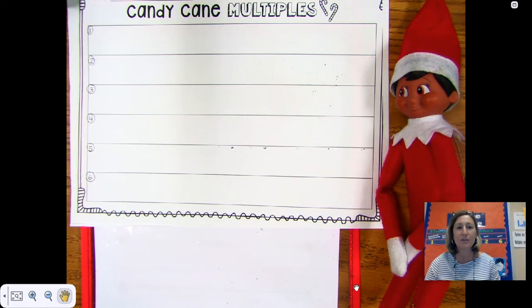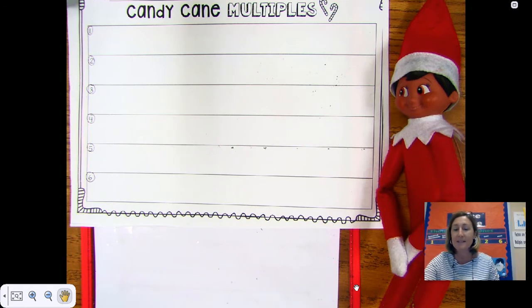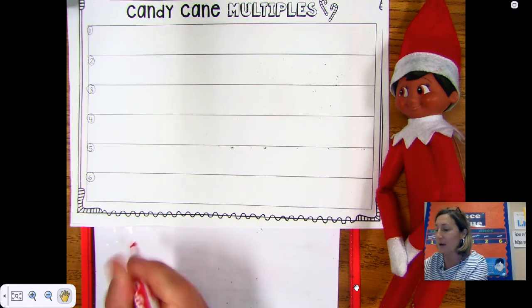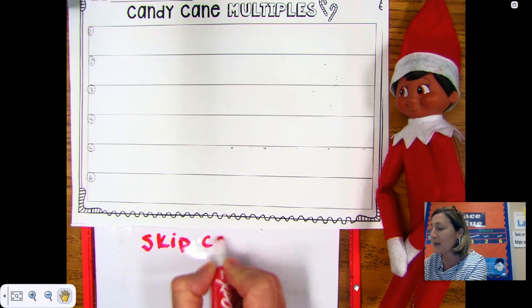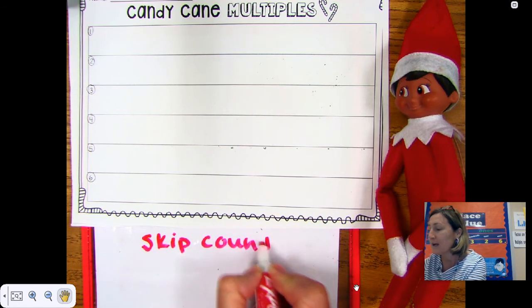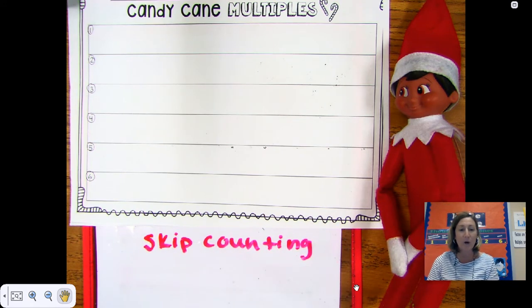And our goal today is we are going to review what is a multiple. Now you might have heard the words factors and multiples together, but remember a multiple, that's going to be our focus today. A multiple means the same thing as skip counting. So when we hear the word multiple, we think about skip counting by the number that you are given. So let's do a little bit of a review of what is skip counting.